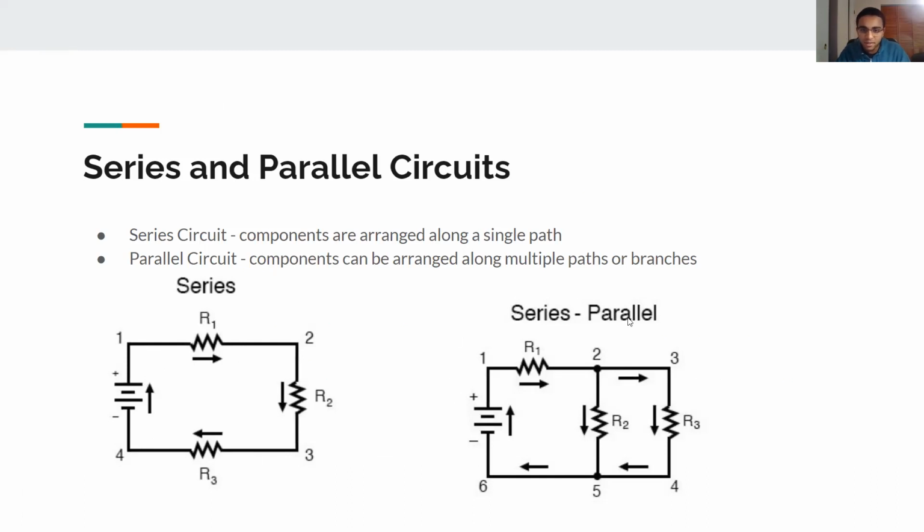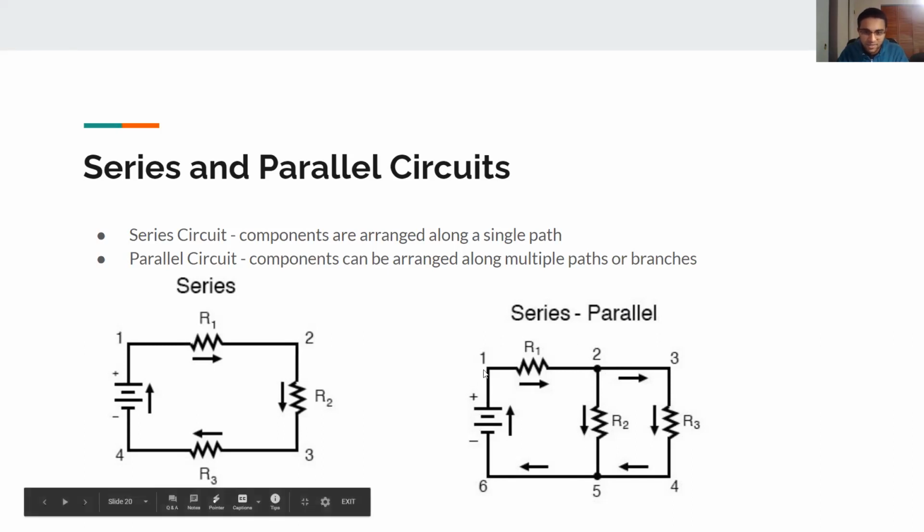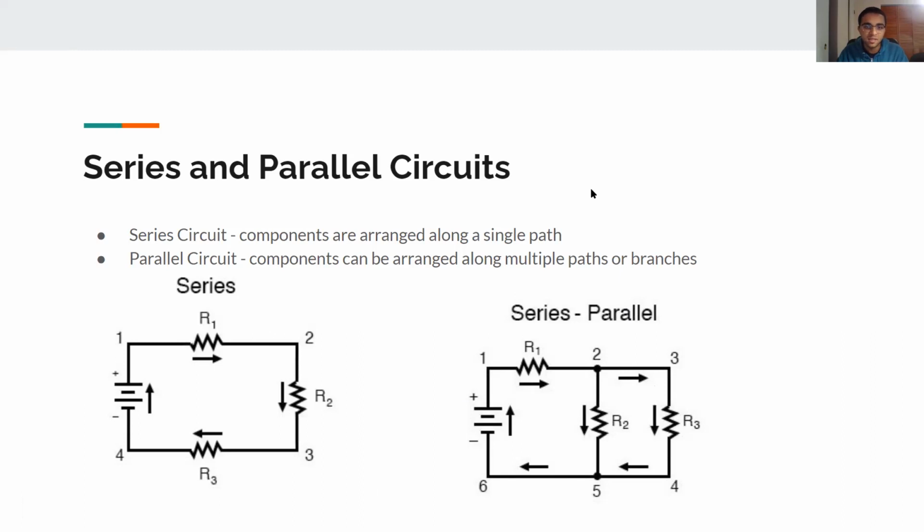In the parallel case, there are actually three loops. 1, 2, 5, and 6 is one of the loops. 1, 3, 4, and 6 is a loop. And 2, 3, 4, and 5 is a loop. We also have the junction, so we can also apply the Kirchhoff junction rule. It's just these key principles and knowing when to apply them.